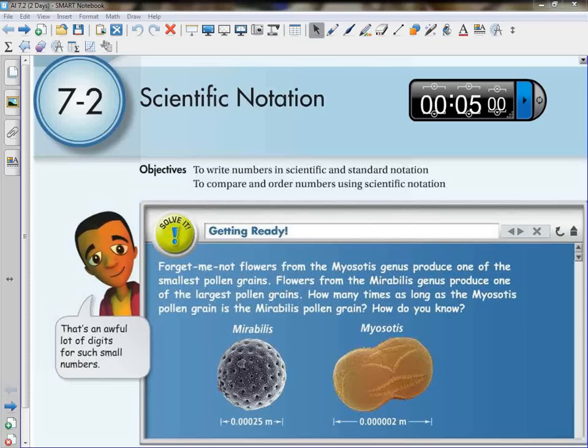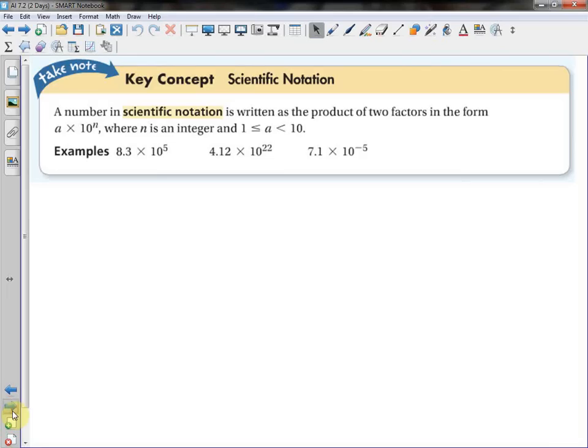7.2 is broken up into two parts, so today we're going to do the first part. We're going to talk about writing numbers in scientific and then standard notation, or going back and forth between the two. So scientific notation is something that you've probably seen before.